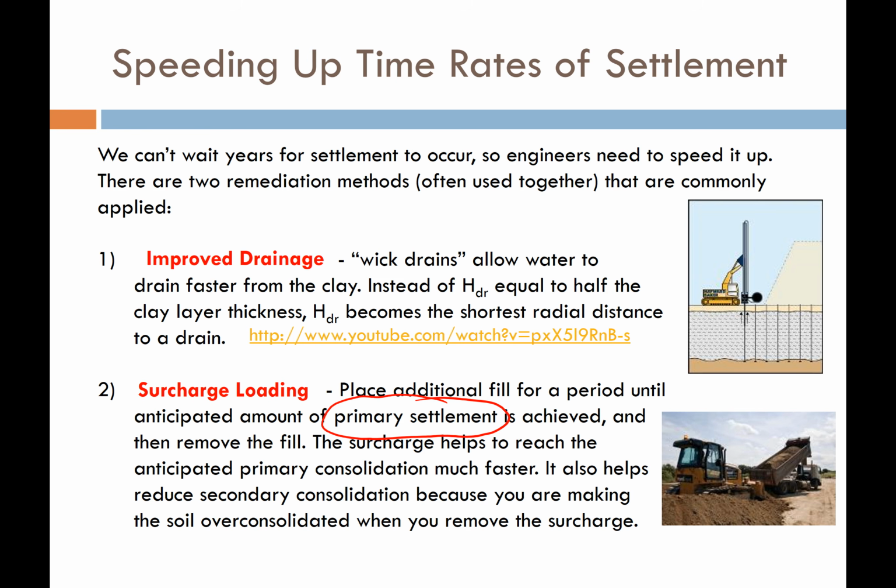And then we're going to go back and we're going to remove the fill. Usually we exceed the amount of settlement so that we force the soil to be over-consolidated. When we force the soil to be over-consolidated, then the secondary consolidation settlement is going to go down, down, down because the soil is now over-consolidated. So why in the world does surcharge loading work?